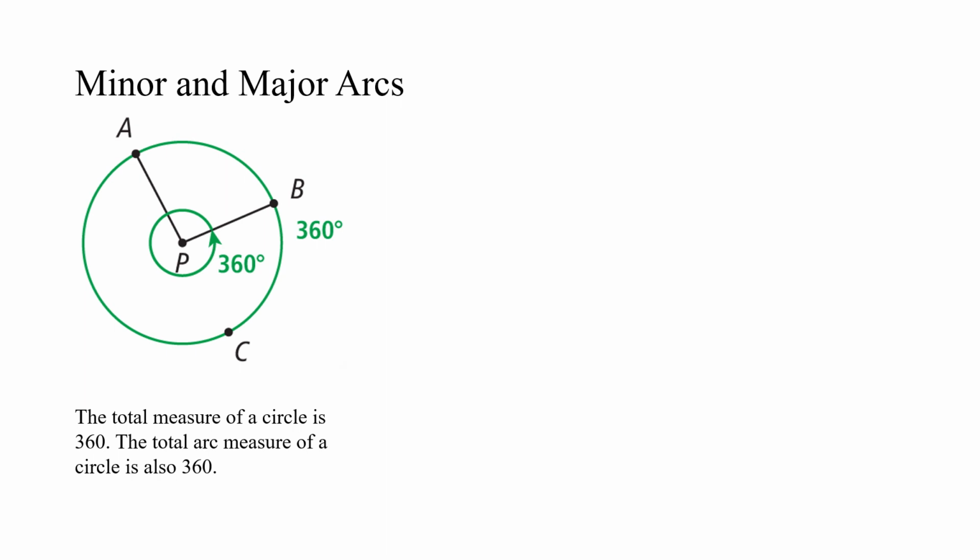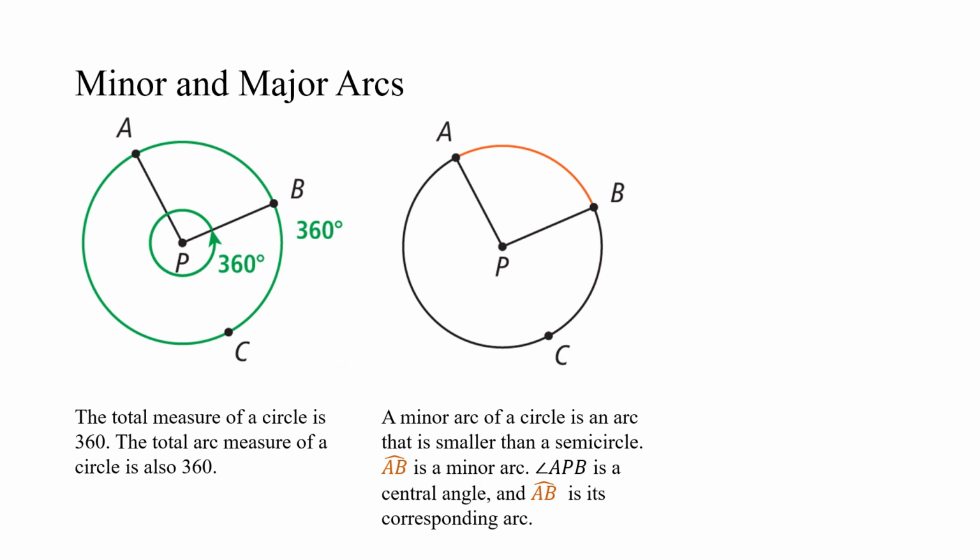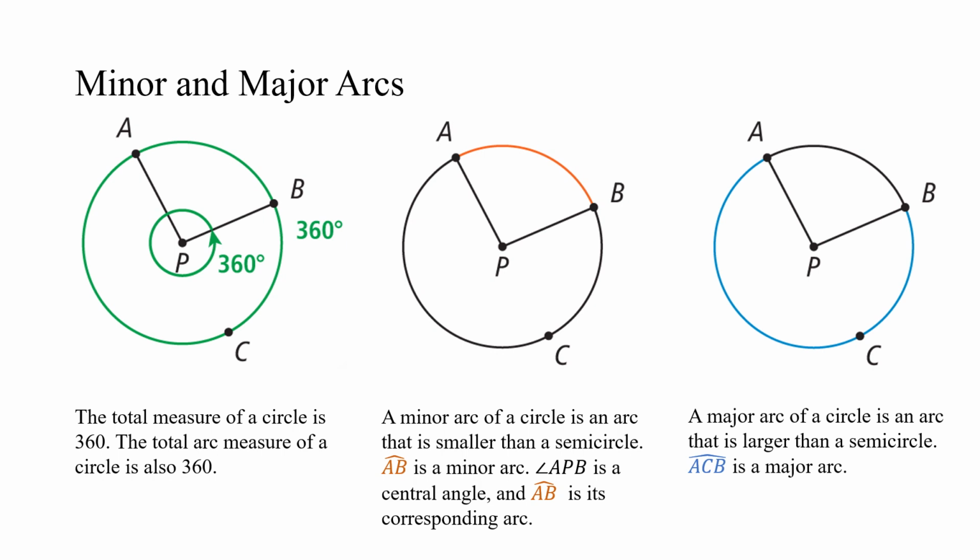If you remember, in a circle the total measure is always going to be 360 degrees. Given what we just said, I hope you agree that the total arc measure also has to be 360 degrees. Any arc that is less than a semicircle, and a semicircle is half a circle, so half of 360 degrees, 180 degrees, any arc with an arc measure less than 180 degrees is going to be called a minor arc. Similarly, any arc that is greater than a semicircle, in other words, any arc with an arc measure greater than 180 degrees, is going to be called a major arc.